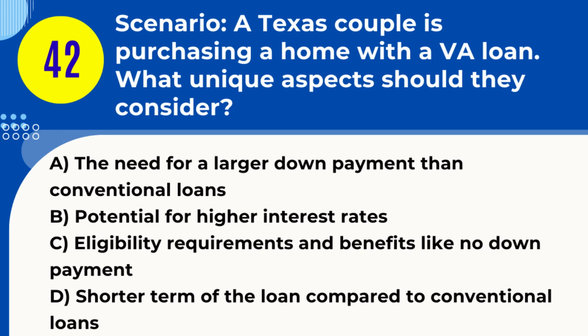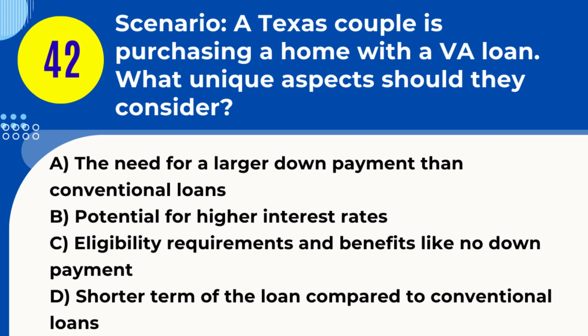Question 42. Scenario: a Texas couple is purchasing a home with a VA loan. What unique aspects should they consider? A. The need for a larger down payment than conventional loans. B. Potential for higher interest rates. C. Eligibility requirements and benefits like no down payment. D. Shorter term of the loan compared to conventional loans.